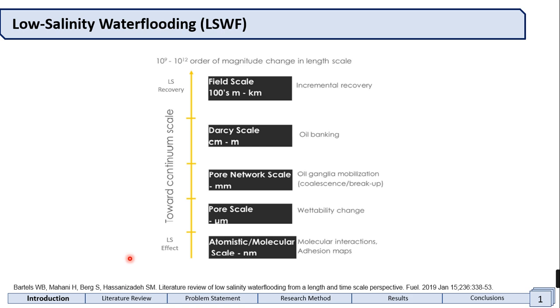Low-salinity water flooding is a multi-scale process, which means several length scales are involved from the moment that the low-salinity effect is initiated at the molecular scale up to the stage that the low-salinity recovery is observed at the field scale. Moreover, the activation of the intermediate scales explains the failure or success of low-salinity water flooding results observed in the experiments. Among them, pore scale as well as pore network scale, in which wettability change as the most favorable cause of low-salinity recovery can be observed, seem to be very critical and require more attention.